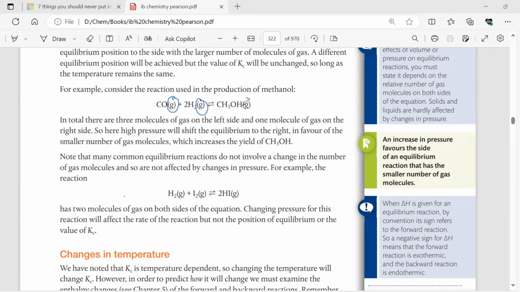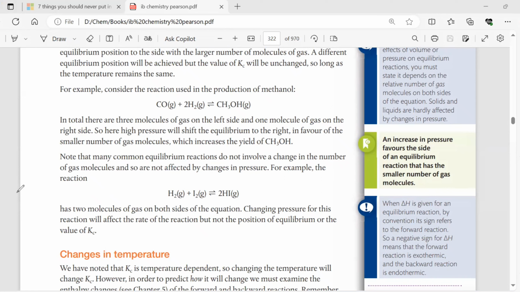Which reactions will be influenced by the pressure change? Those reactions where we have reactant and product as gases, right? Gas only. You are having reactant and product as gases. Is it clear? They will be gases.